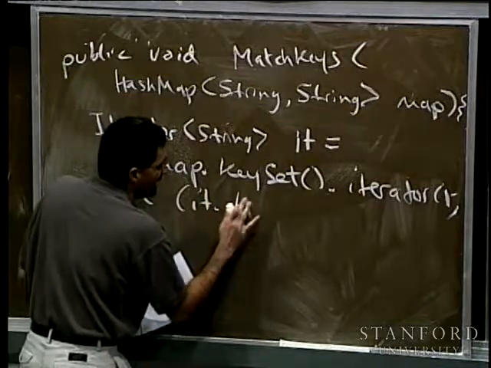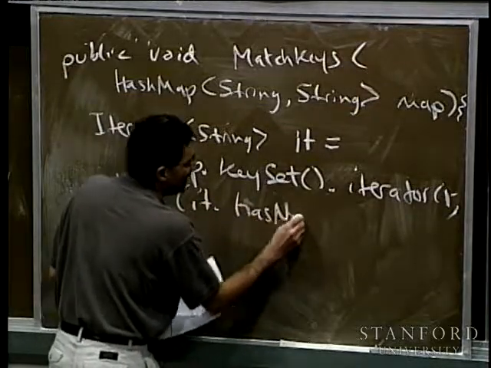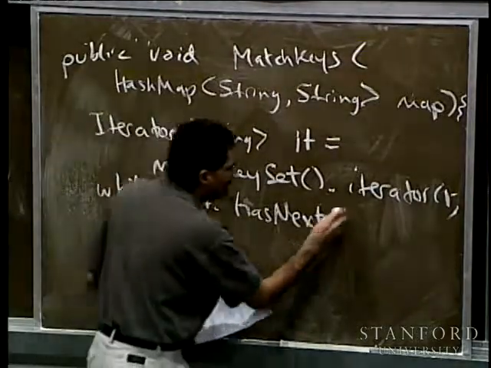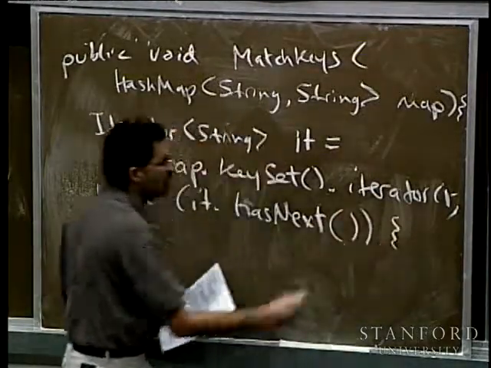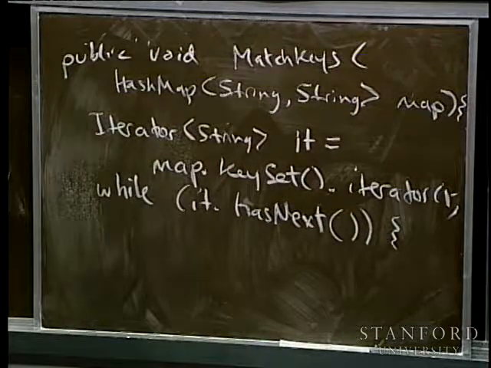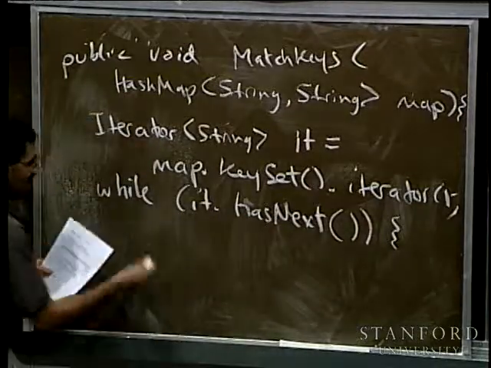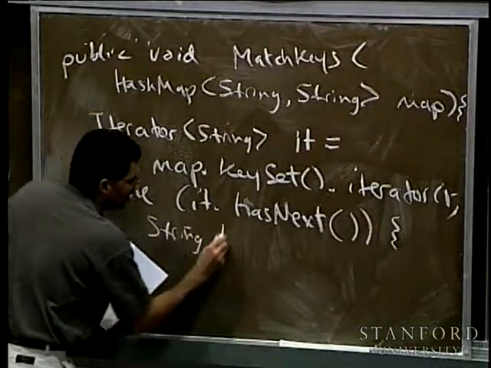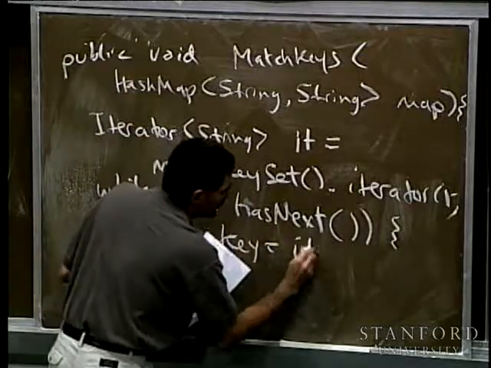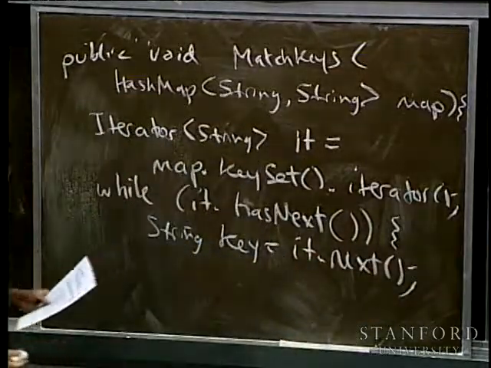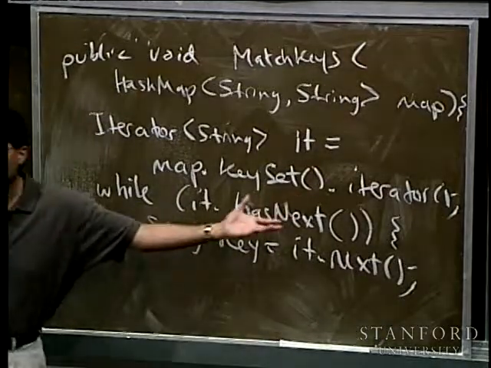iterator has a next. And if you want to use sort of the funky for each notation that's also in the book, where it allows you to do iteration over an iterator in kind of a stylized form, that's fine too. But we didn't stress that in class, so I'm not going to stress it here. While the iterator has a next element, I just get that next element equals it dot next. Right? And then I want to see, is this key equal to the value?